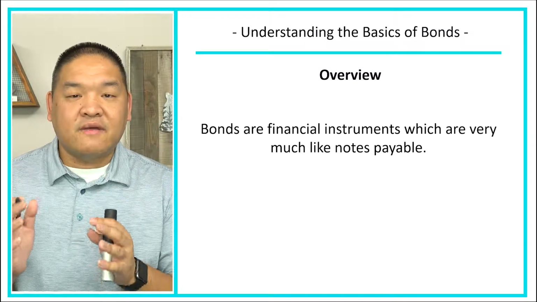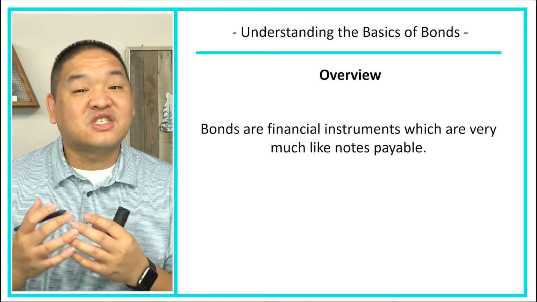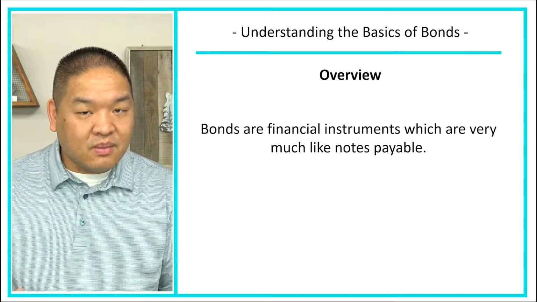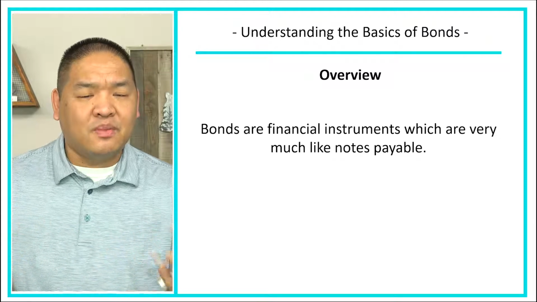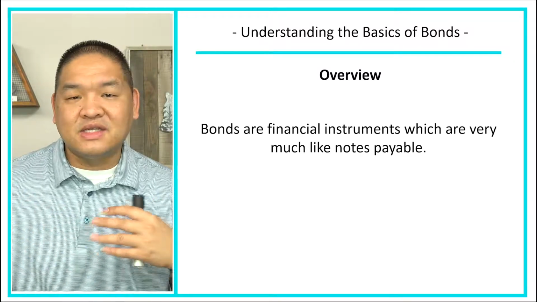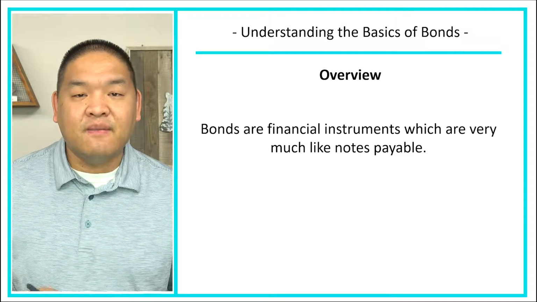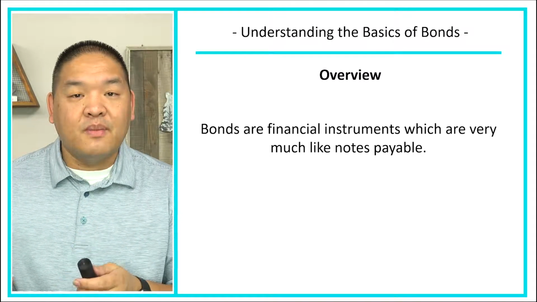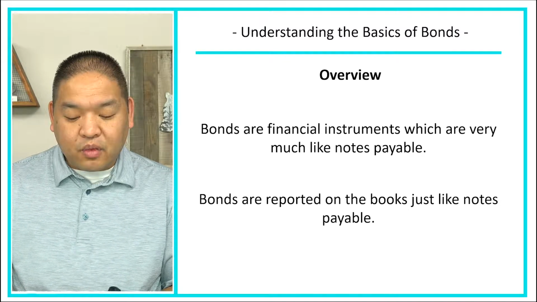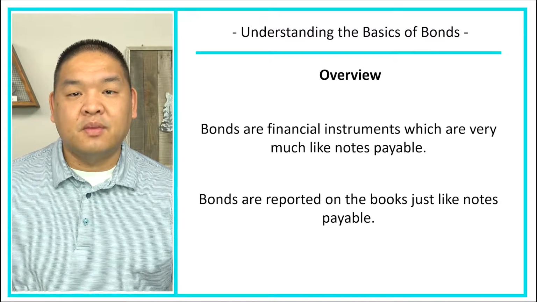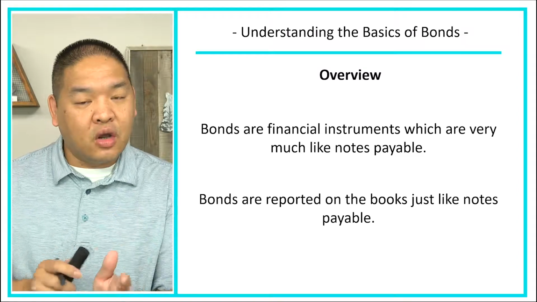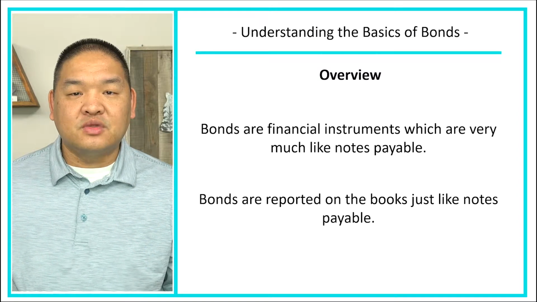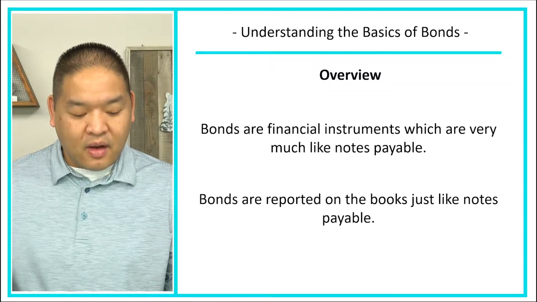So they are much like financial instruments. I almost think of them like stocks. You can trade bonds. Typically, there is a public market for most major bonds, so you can buy and sell bonds on an exchange, basically. So they're much more fluid than a notes payable. Now, bonds are reported on the books just like notes payable. There are some differences which we'll go through slowly in future lessons, but we basically book them just like notes payable into our books.